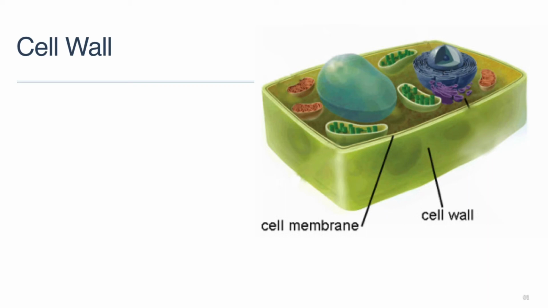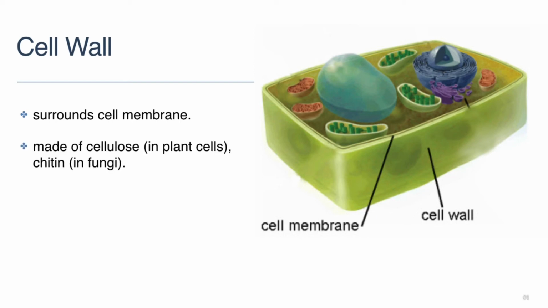And finally, for this lesson, we have the cell wall. The cell wall is a structure made of sugars that surrounds the cell membrane. In plants, it is made out of cellulose, while in fungi, it is made out of chitin. And while the cell wall protects the cells and gives them shape, it also allows a plant to grow to great heights.